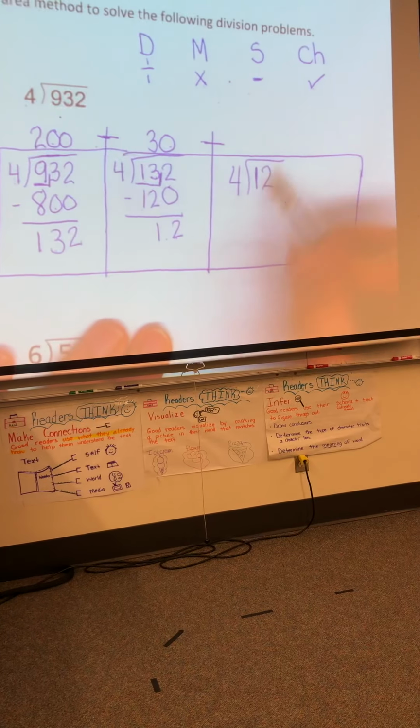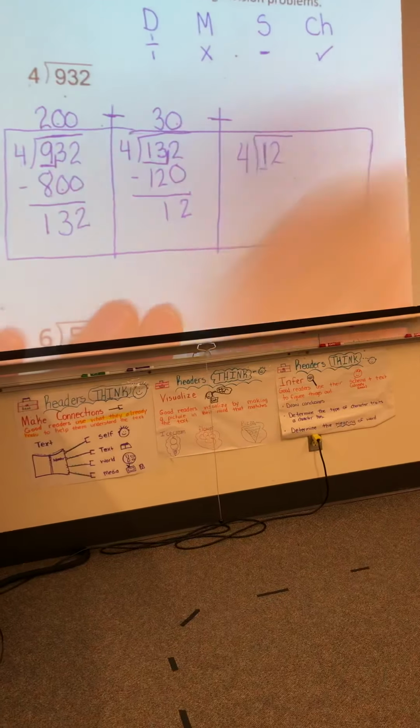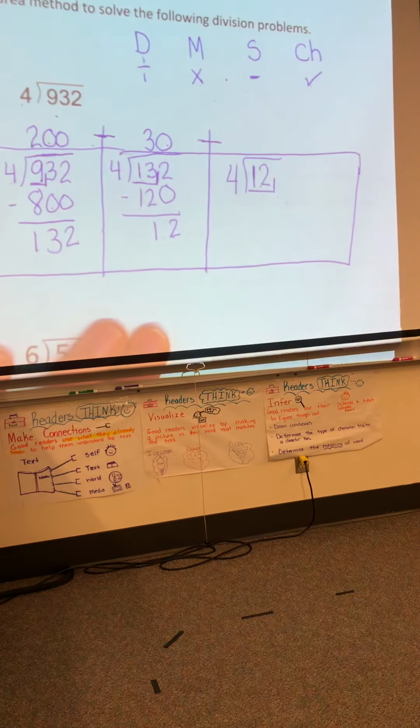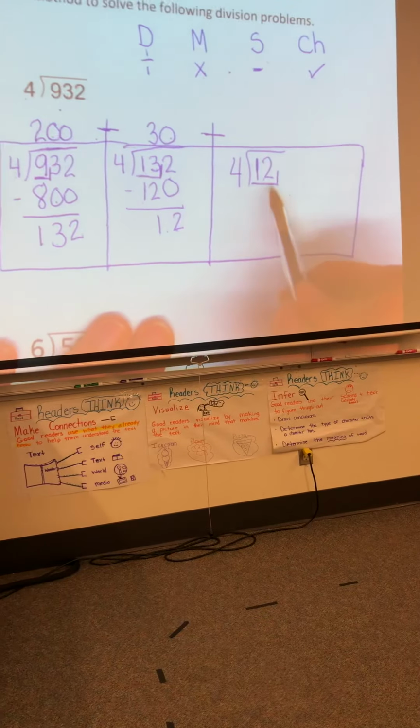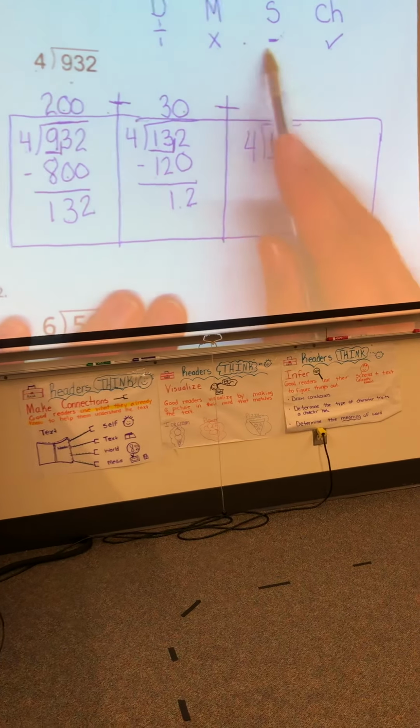Okay? Fence, steps. Fence, steps. 1 piece of candy is not enough for my 4 friends. I'm going to go all the way to 12. Hallelujah! I'm almost done. I'm in the ones place. That means I only have to do these steps 1 more time.